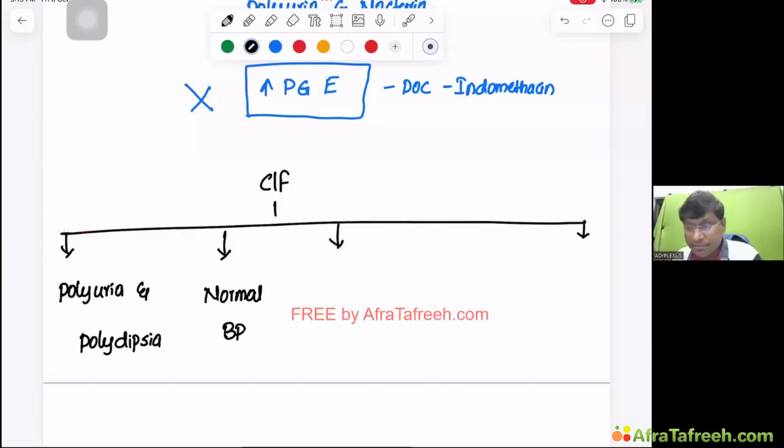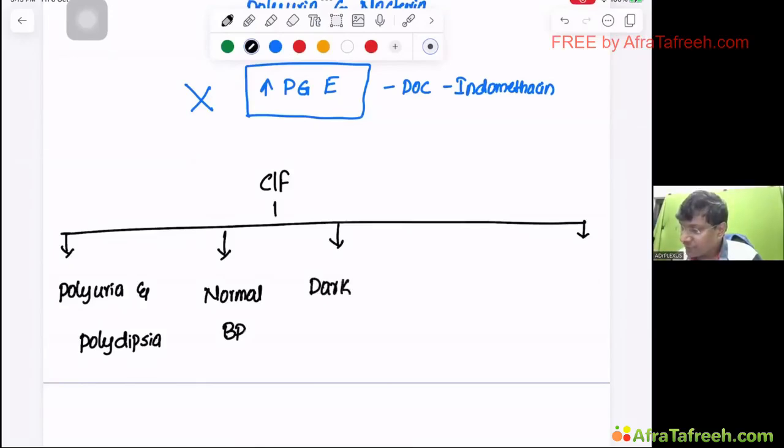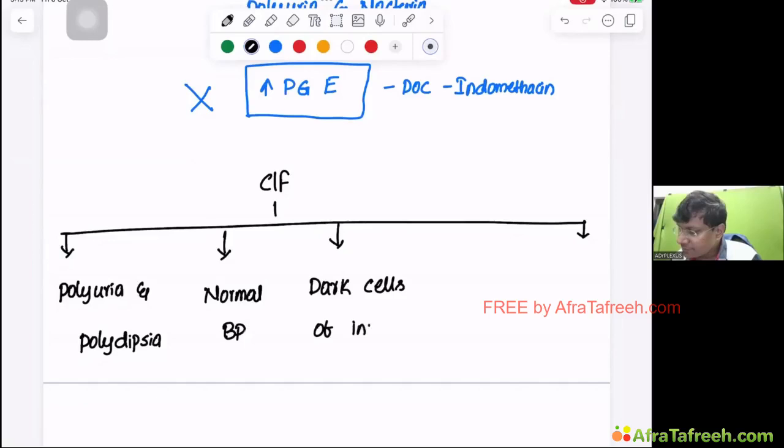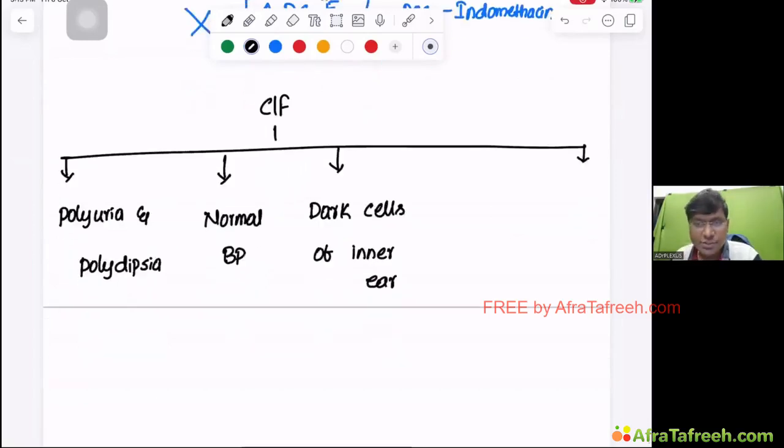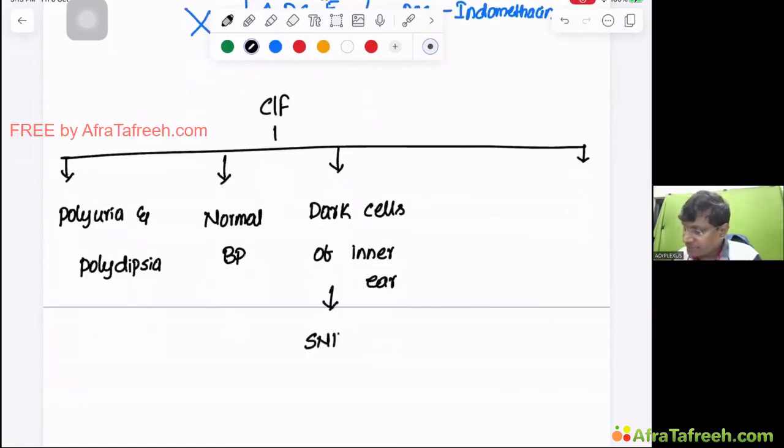And basically, where is the problem? Sodium potassium 2 chloride channel. And these particular channels are also present in the dark cells of the inner ear. So once there is a defect in the dark cells of the inner ear, the patient will develop sensorineural hearing loss.